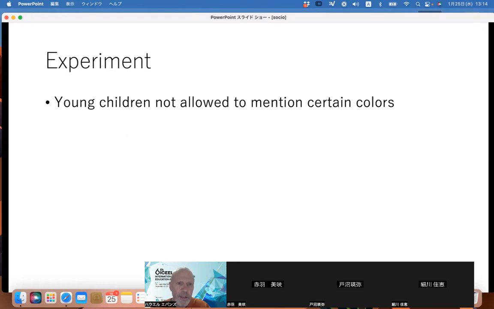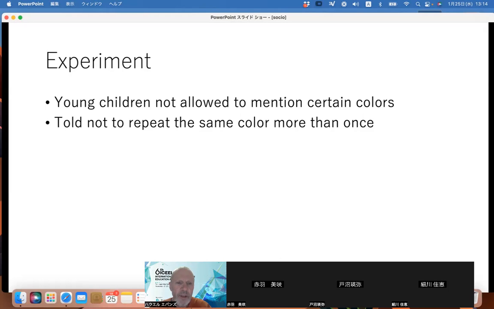The first experiment was with young children. They were playing a game, basically, right? And they say to the young children, you're not allowed to mention certain colors. And they told them not to repeat the same color more than once. So that's the game, right? So some colors you can't say at all, can't mention, and with the other colors, you're not allowed to say them more than once.